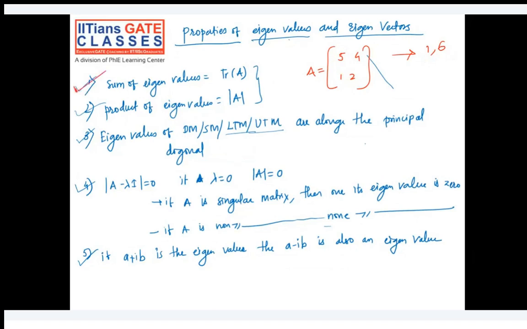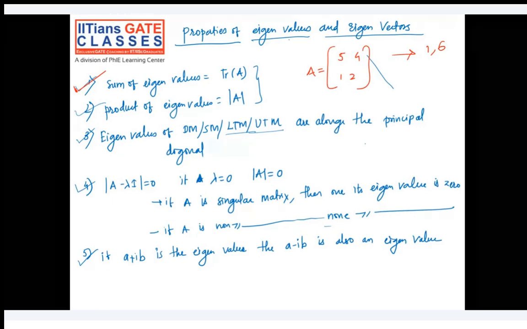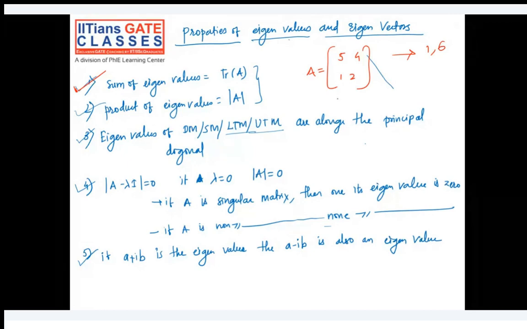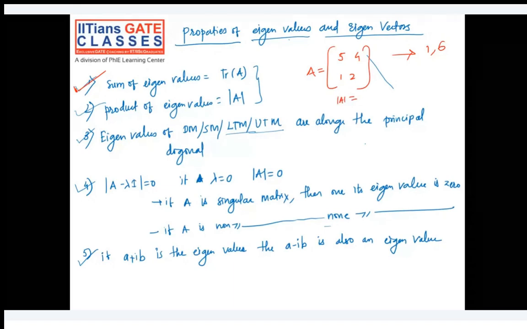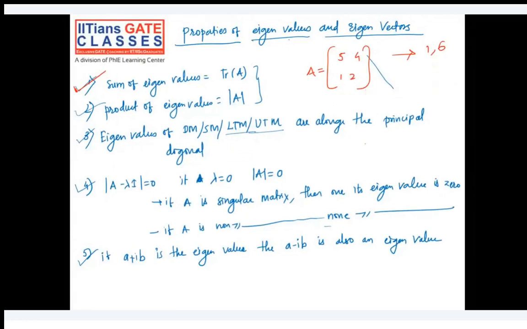Product of eigenvalues is equal to the determinant of the matrix. Can you tell me the determinant of this matrix here? What is the determinant of the matrix? 10 minus 4, 6, right? And the product of eigenvalues is also 6. 1 into 6 is 6. Yes, proved. So the product of eigenvalues is also equal to the determinant of the matrix.